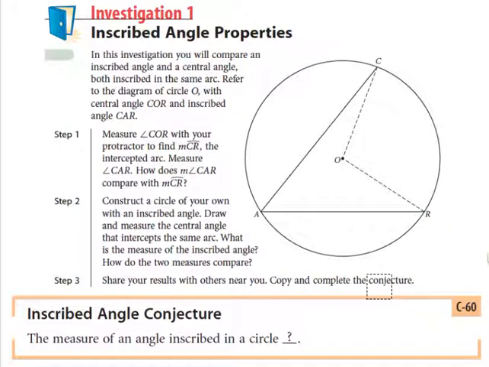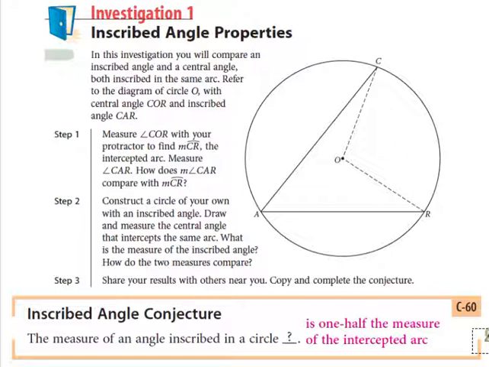The measure of an angle inscribed in a circle, what did you find? If it's inscribed. Inscribed was C-A-R in this diagram. What did you find about it? It's what? Say it louder. Half. It's half the measure of the intercepted arc.